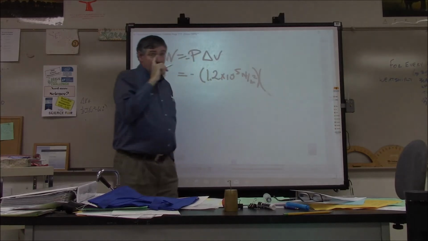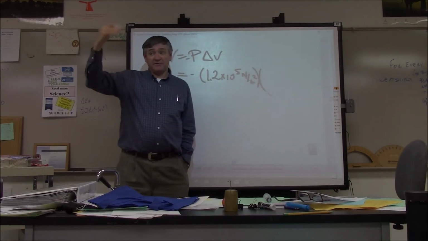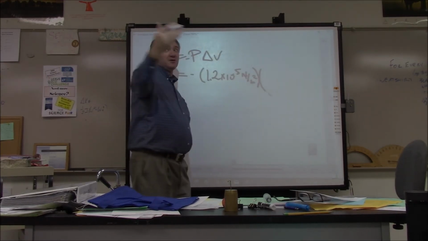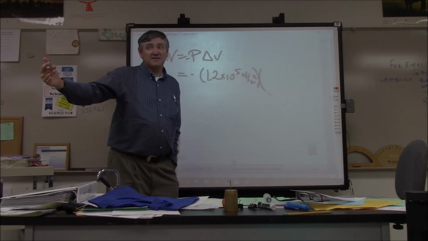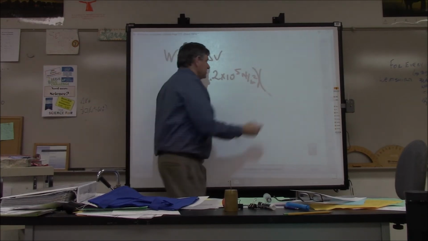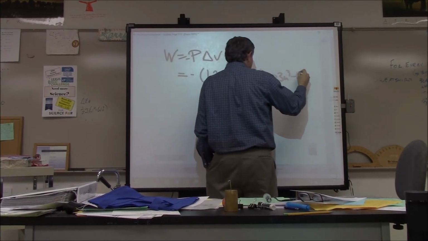Now again, change in volume. It's going to be what minus what? Tori, final minus initial or initial minus final? Final minus initial. So what's my final volume, Tori? 0.02. Nope. One more. 0.03. What's my initial volume? 0.01. There you go.